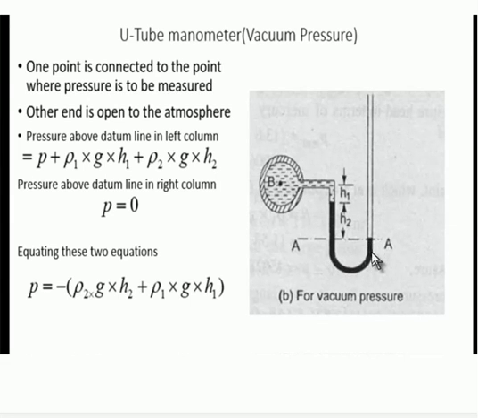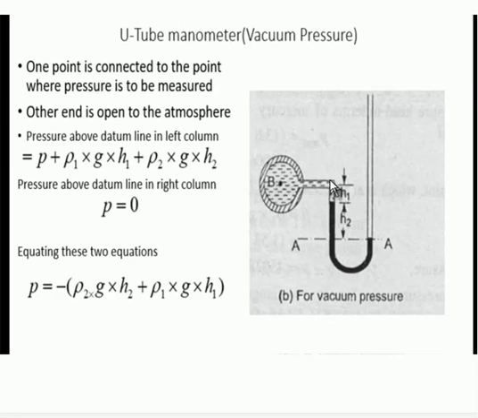The liquid column will go down. Here also, one end of the column is connected to point B, where the pressure needs to be found out. This is one pipe, and in that we have the fluid.